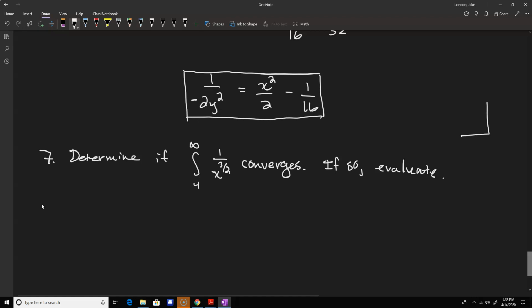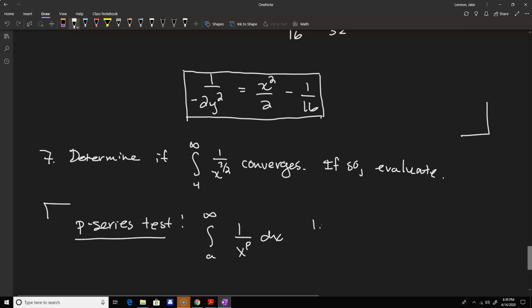So remember, the p-series test will tell us if you have something 1 over a power of x, if it converges or diverges. So the p-series test basically said, let's say the integral from a to infinity of 1 over x to the p. If p is less than or equal to 1, we get a divergent integral, and if p is greater than 1, then it converges.